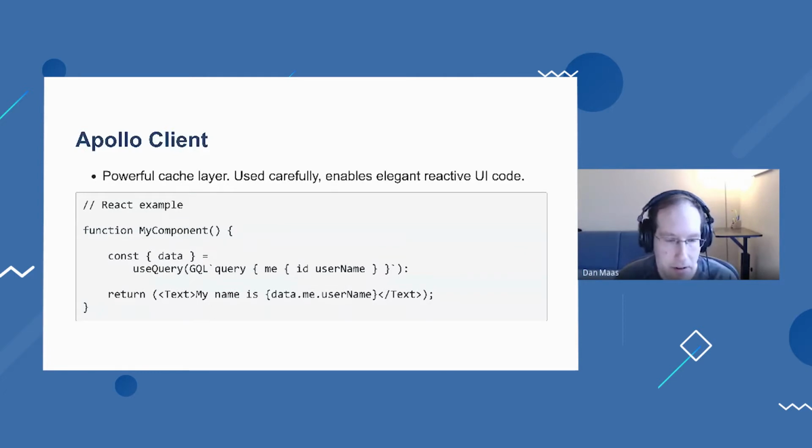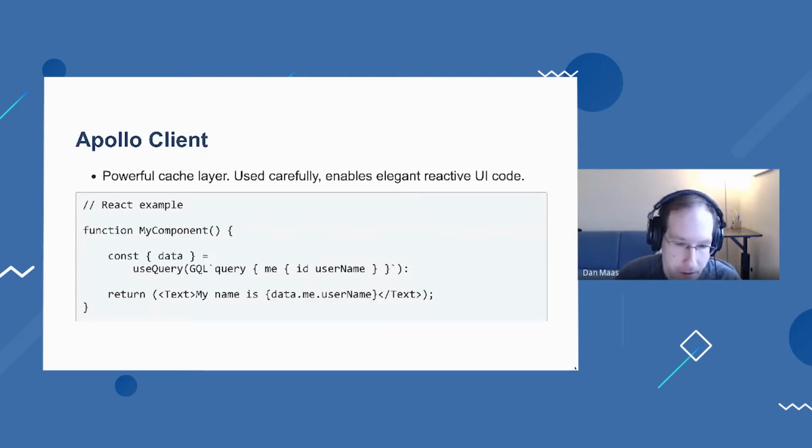As an example, this is some React pseudocode that is displaying information about a user in a user interface. It has a GraphQL query that queries the current user and gets their ID and username, and then it displays in the UI, my name is so-and-so. And if you follow all the rules, which I'm about to talk about, this reactive UI will update automatically.